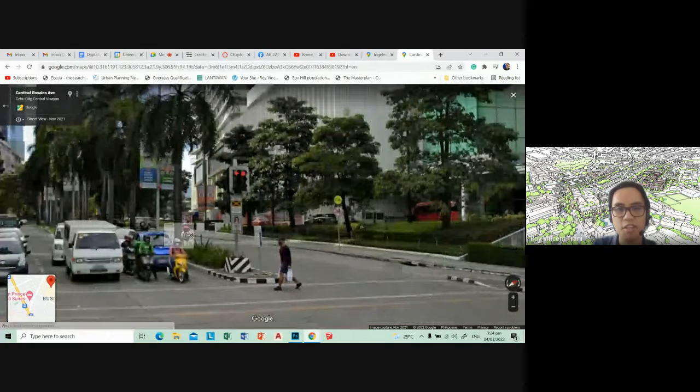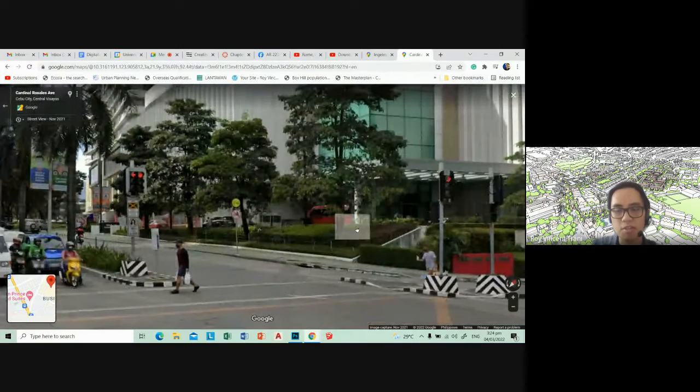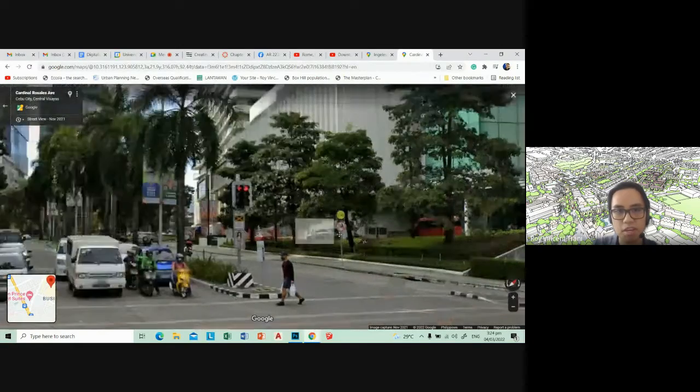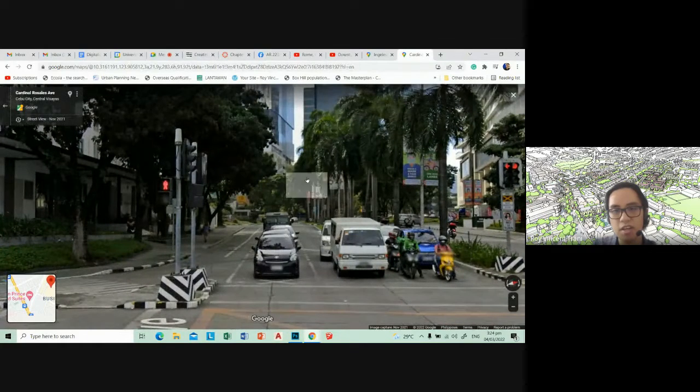And then the treatment of the storefronts is different as well. This is a storefront closer to the sidewalk. This one, the storefront is interrupted by a driveway. So just like this section, this view, the sense of enclosure isn't very good.